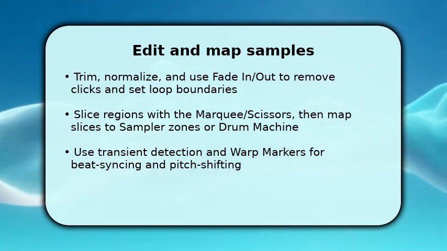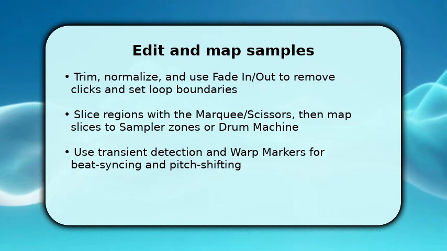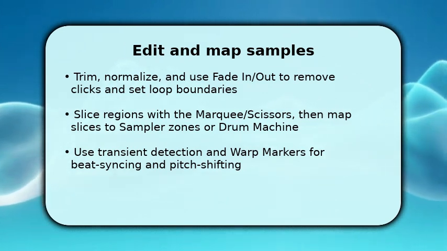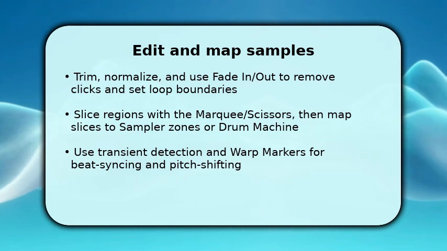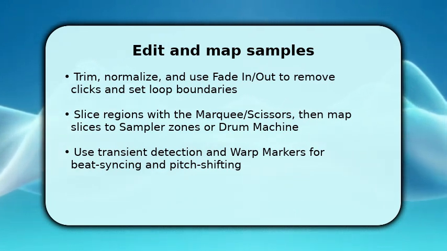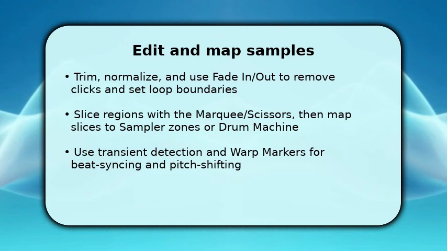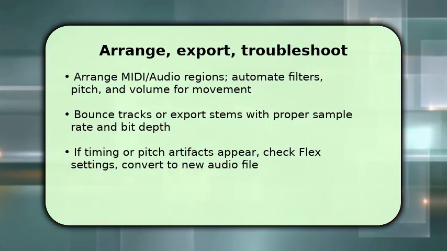Use transient detection and warp markers to align beats with the grid and apply pitch shifting when needed. As you work, audition frequently, so edits maintain the musical feel and timing you want. Finish by arranging and committing your choices.